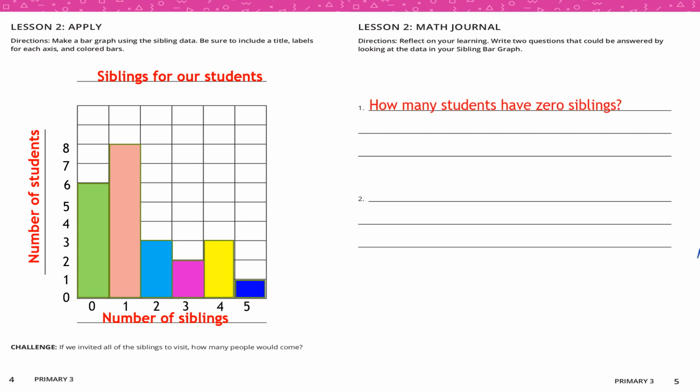Now let's move to our math journal. Write 2 questions that could be answered by looking at data in your sibling bar graph. Here, if we look at this bar graph, can we answer this question? How many students have 0 siblings? We will go to the 0 siblings column and move up, up, up till we reach the top. It's 6 students. Question number 2: do all students have the same number of siblings? No, they are not the same.